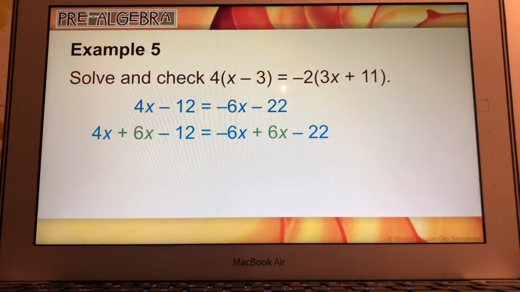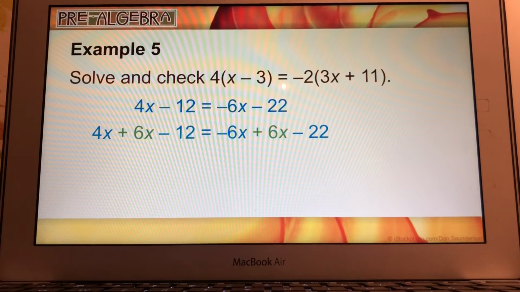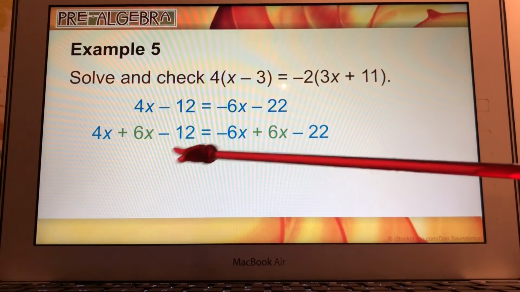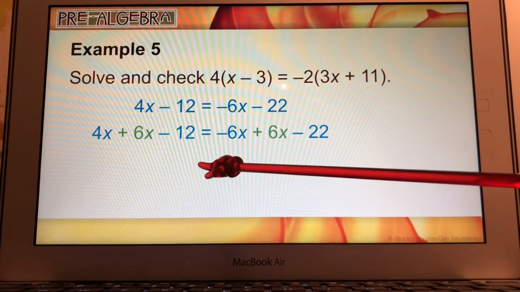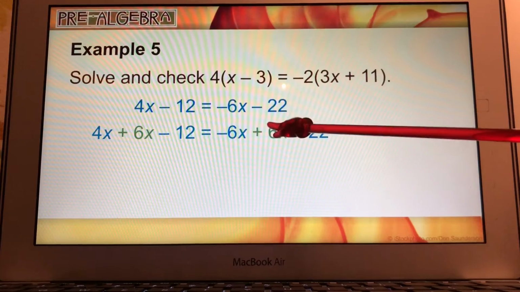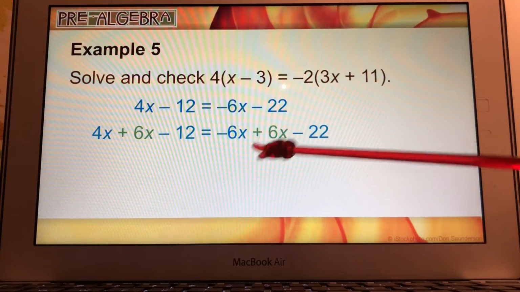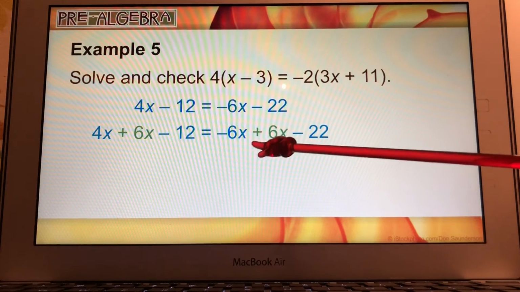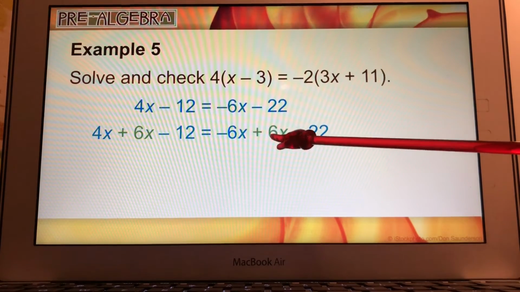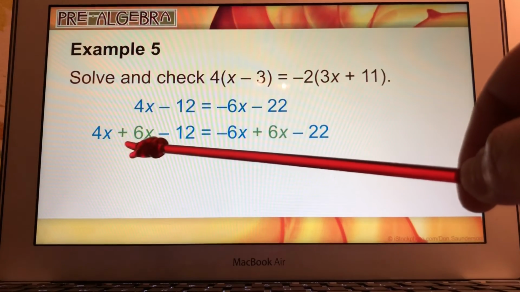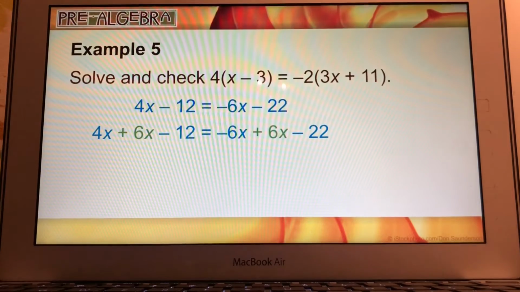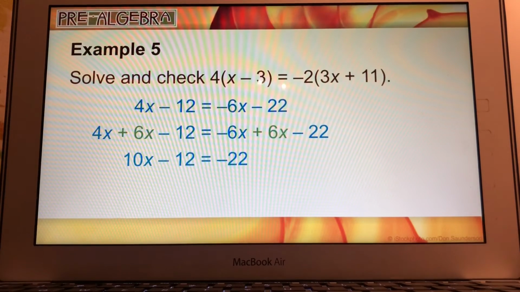Now I can do the same thing I had done with the other examples, and move all my x's to one side and all my numbers to the other side of the equation. Here we're moving the x's all to this side. I'm going to add 6x, because then this will cancel out and become 0. But on this side I also need to add 6x. And that's going to give me 10x. 4x plus 6x equals 10x.